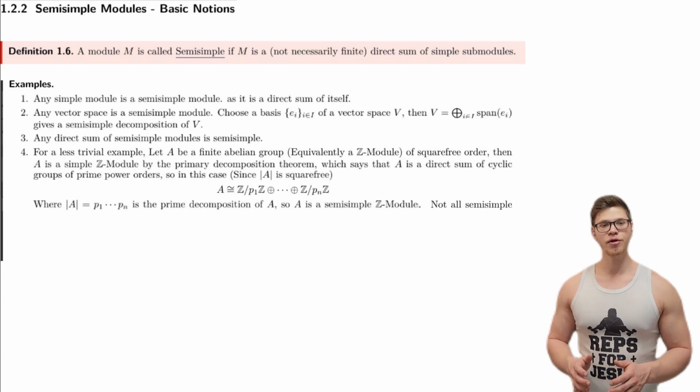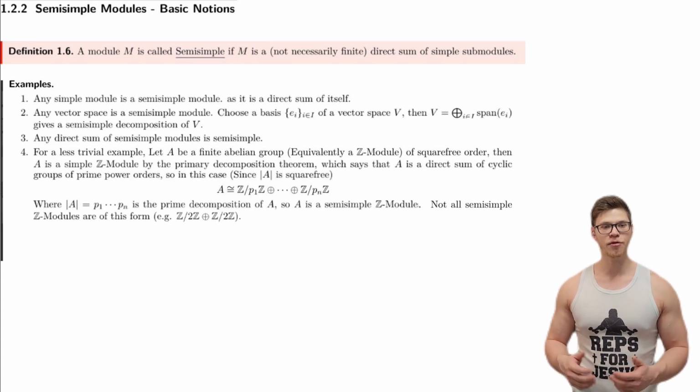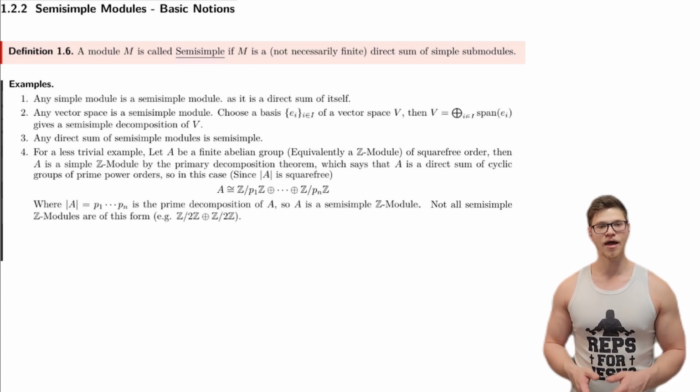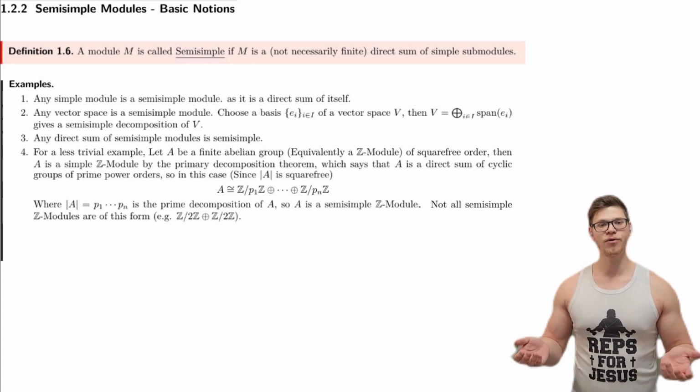Note that not all semisimple Z modules are of this form, so for example the direct sum of 2 copies of Z mod 2Z, because it has non-square free order. Its order is a square.